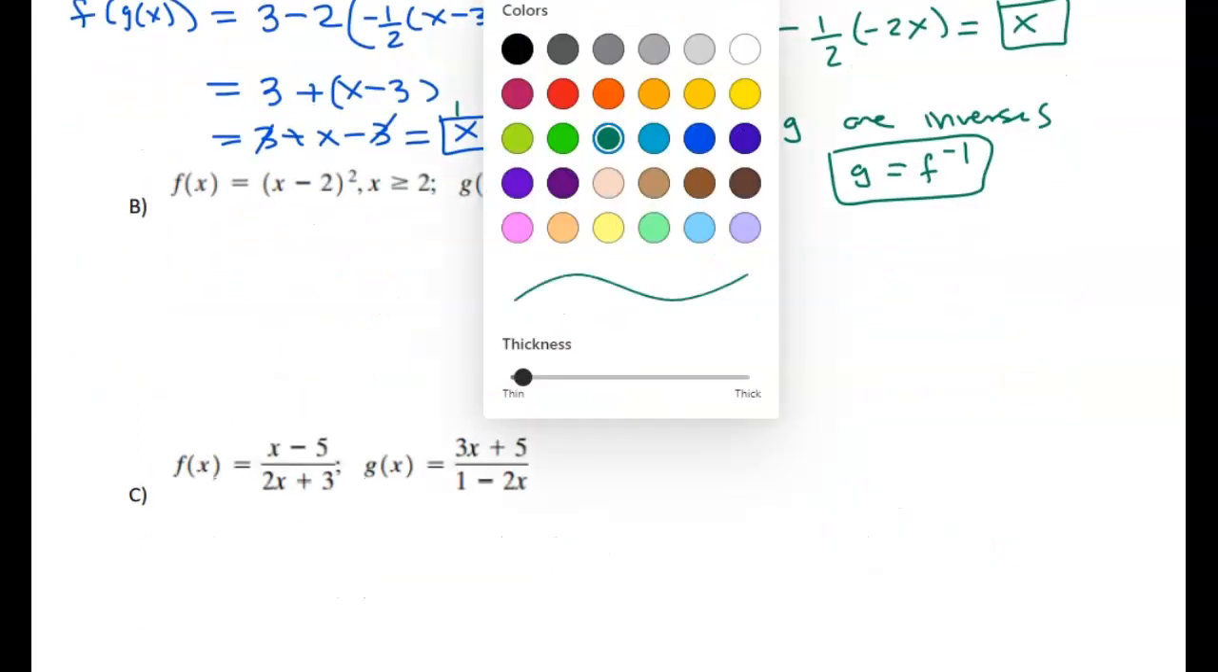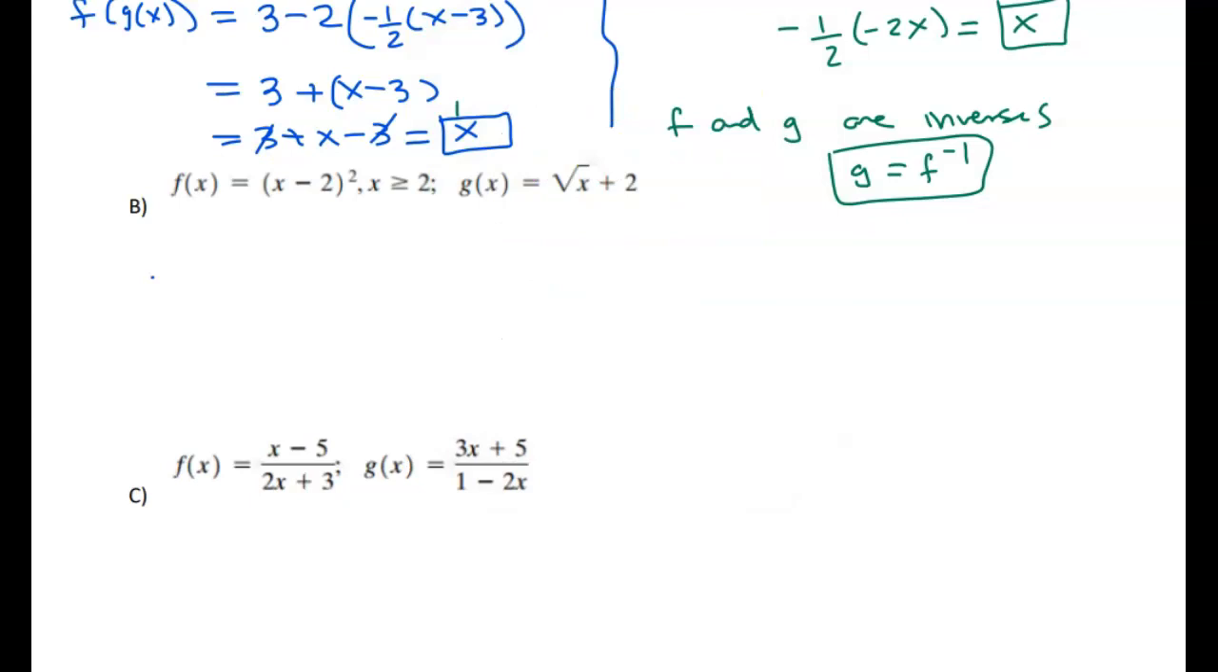Alright, let's look at part B. Same deal. We want to check to see if f and g are inverses by composing them and seeing if we get x. So f of x is defined as (x minus 2) squared for x bigger than or equal to 2. The reason this restriction is here is because if I look at just (x minus 2) squared, this is not a one-to-one function.